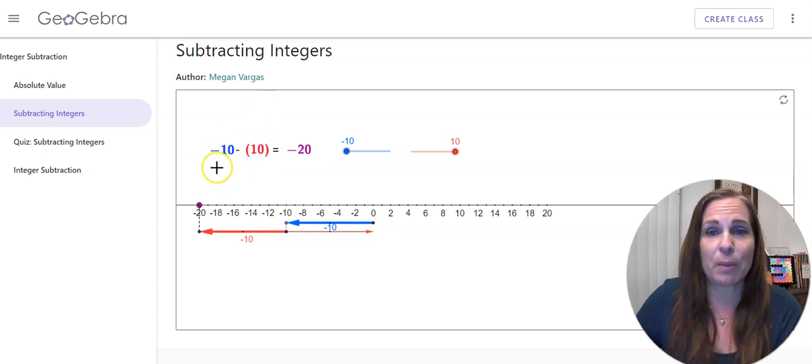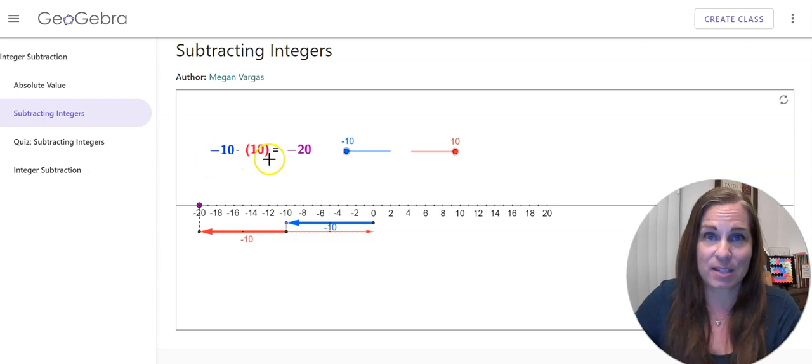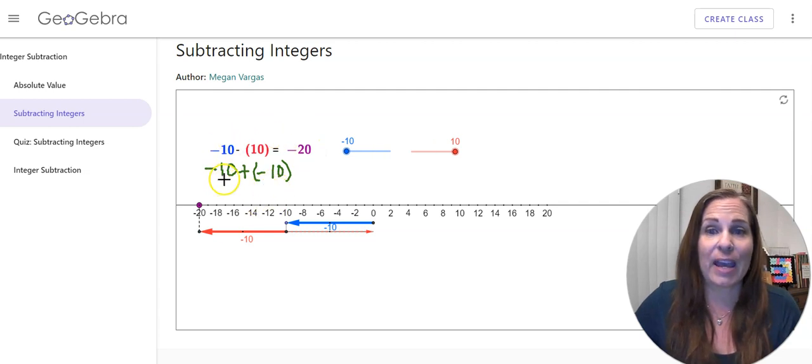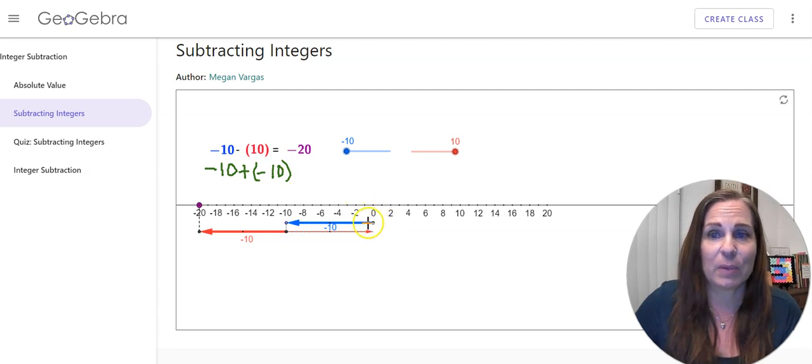So right now my problem is -10 minus 10. That's the same thing as -10 plus -10. Okay, subtraction is adding the opposite. So if I add a -10 and a -10, you can see that here my first arrow is going 10 to the left, plus another -10, so that's another 10 to the left, which gives me an answer of -20. Let's try another one.